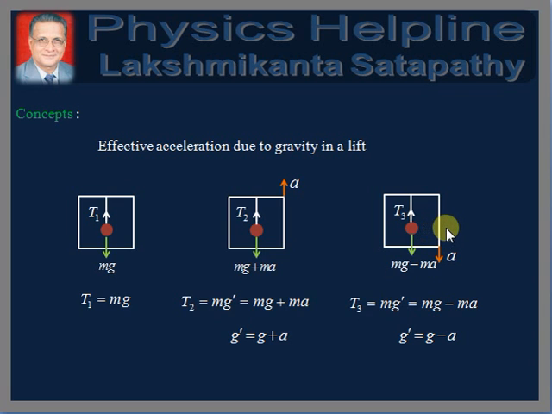In the third figure, the lift is moving down with acceleration a. Therefore, the tension in the string in this case will be T3, which will be equal to mg minus ma. Therefore, we write T3 is equal to mg dash, where g dash is the effective acceleration due to gravity in this case. Therefore, T3 will be equal to mg minus ma, which gives us g dash is equal to g minus a.